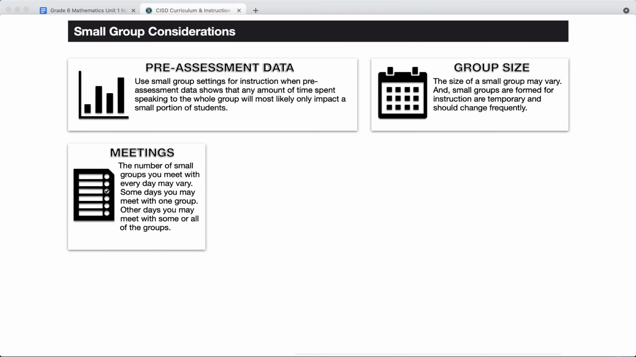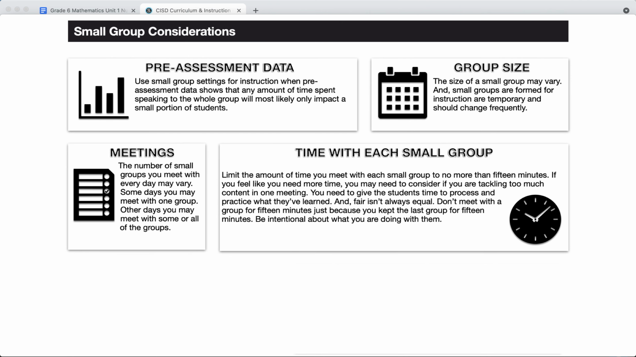The number of small groups you meet with each day may vary, and the time you spend with each group may not be the same. But don't spend too much time because we need to be intentional with what we're doing with them.